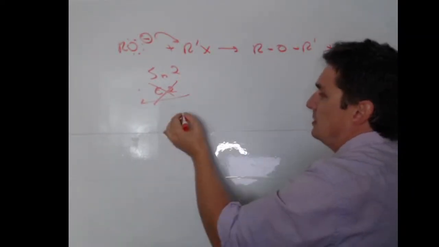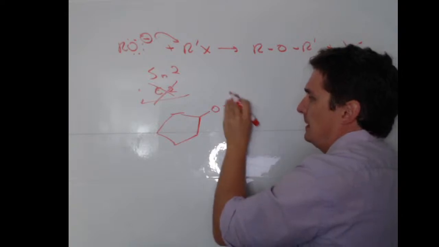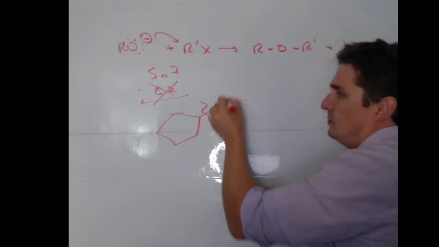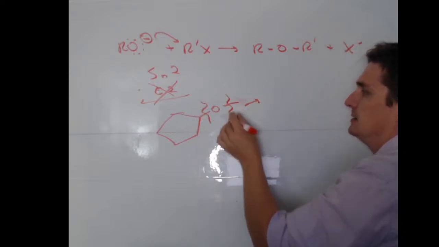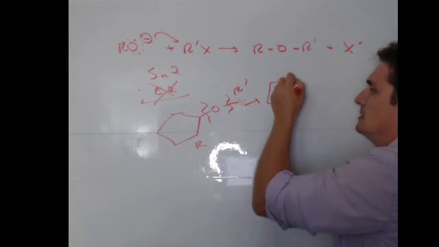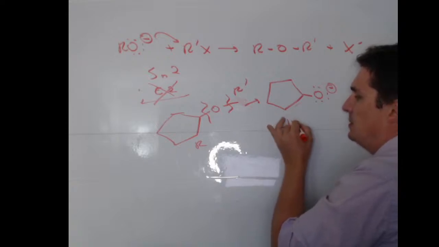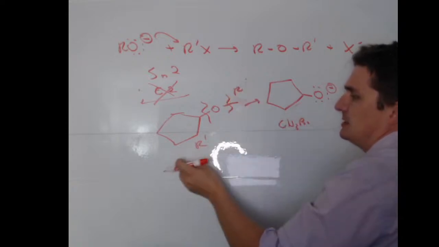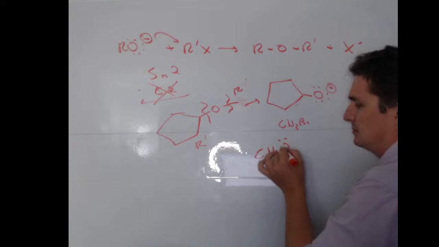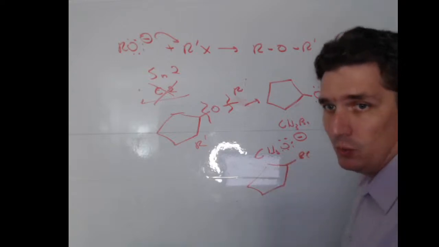So if we know our product is an ROR prime, and this is what we're making, the methyl cyclopentyl ether, we have two places we can break it. We can make this the R prime and this the R, and so we end up with cyclopentoxide, and in this case the methyl bromide. Or we can break it the other way. We can make this the R prime and we can make this the R. So we end up with methoxide and bromocyclopentane.